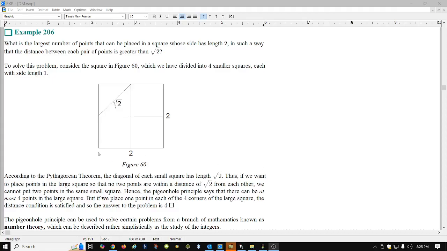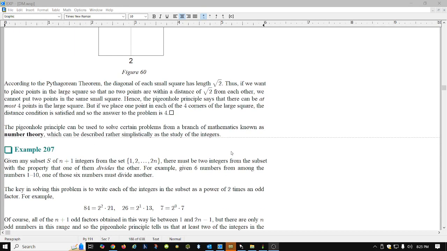The pigeonhole principle can be used to solve some problems from a branch of mathematics known as number theory, which you could describe rather simplistically as the study of the integers. Number theory is a very deep field of mathematics with many unsolved problems.